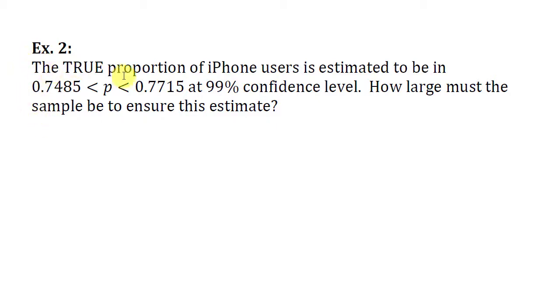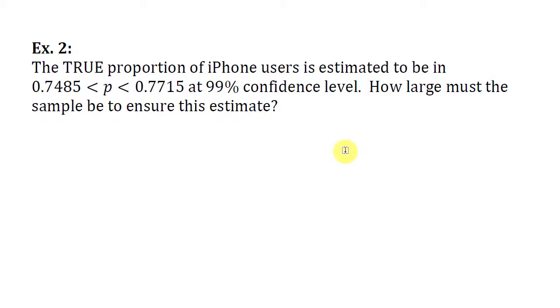The true proportion of iPhone users. So this true proportion here is that population proportion right here. Once again, the true proportion of iPhone users is estimated to be anywhere from 0.7485 less than p less than 0.7715, and this interval is at 99% confidence level. How large must the sample be to ensure this estimate?